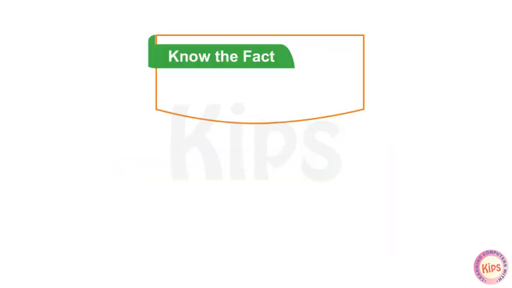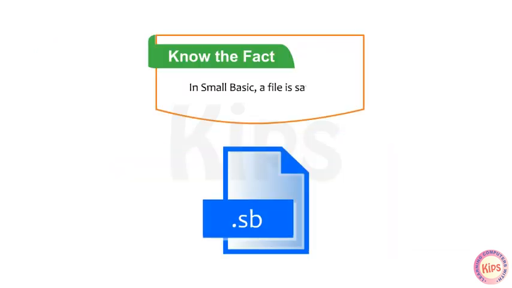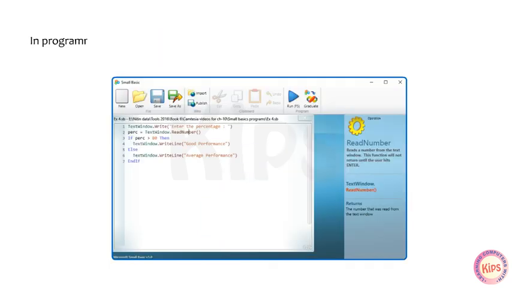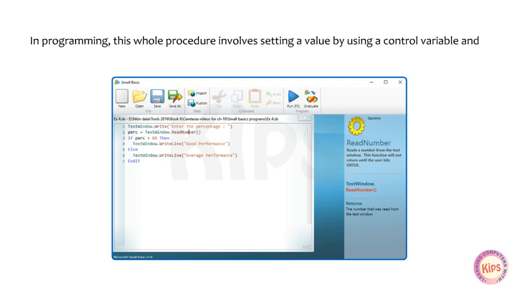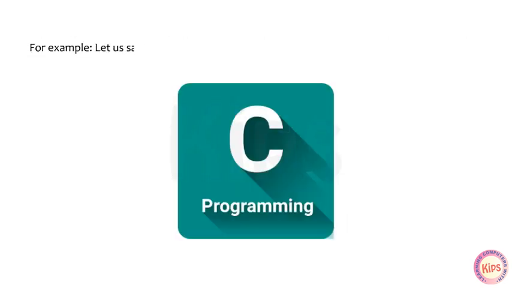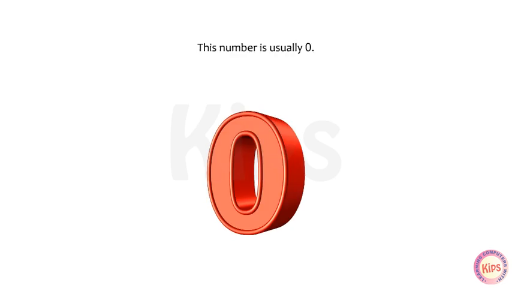Let's know the fact. In Small Basic, a file is saved with an extension .sb. In programming, this whole procedure involves setting a value by using a control variable and incrementing it until the process is completed. For example, let us say the control variable is c, which starts afresh from the starting number. This number is usually 0.